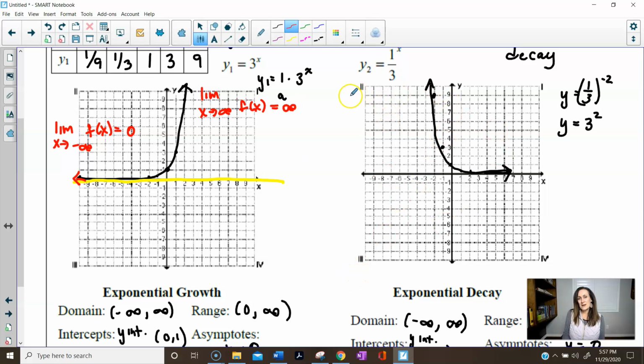End behavior over here, the limit as x approaches -infinity. This means as I'm going left, left, left, left, left, what's happening to y? Y is going up, up, up, up, up to infinity. This one, the limit as x approaches positive infinity means as I go right, right, right, right, right, f of x is moving towards 0. I say it equals 0 because I'm looking at the limit.